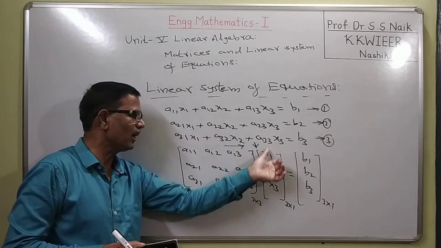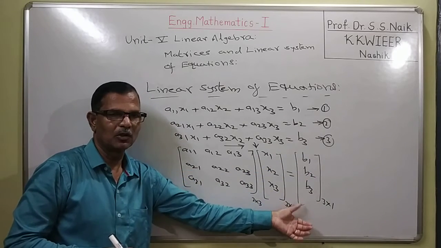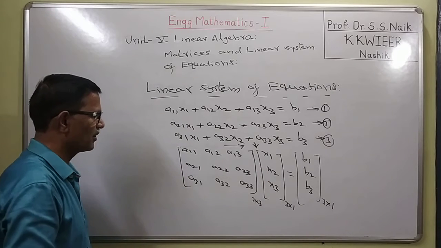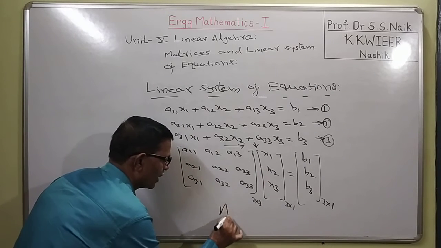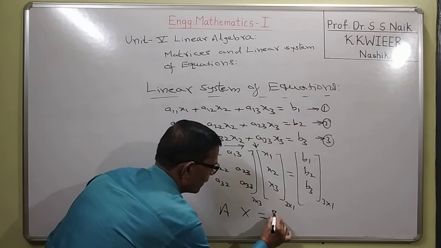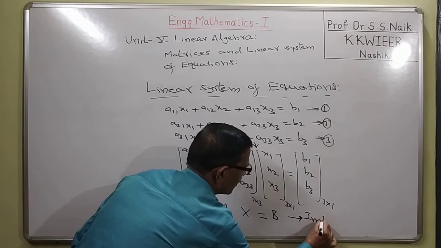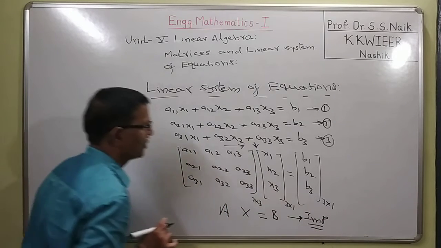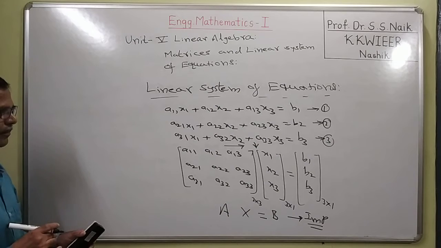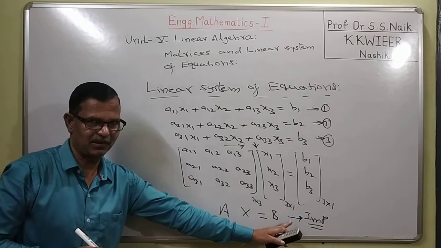Then the third row, this column multiplied by that, is equal to B3. Therefore, these three equations together can be put in the form Ax = B. This is a very important equation, where you are solving the matrix equation of the given system. Here the three systems are put in three matrices.